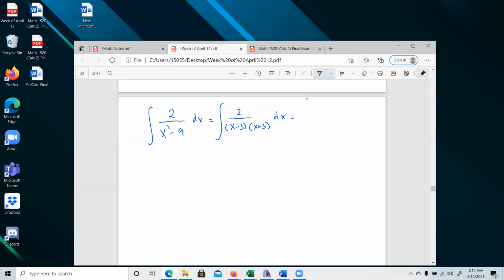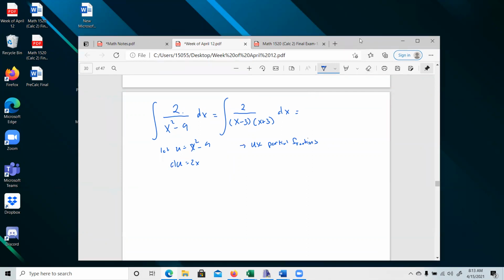So hey, this is a partial fractions problem. Now if your first thought was to say, well, let u equals x squared minus 9, and then my du is equal to 2x, there's no x up here, so you can't finagle this to do anything. So we're going to have to use partial fractions.